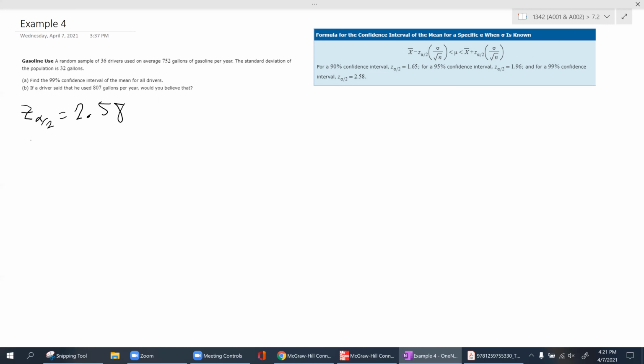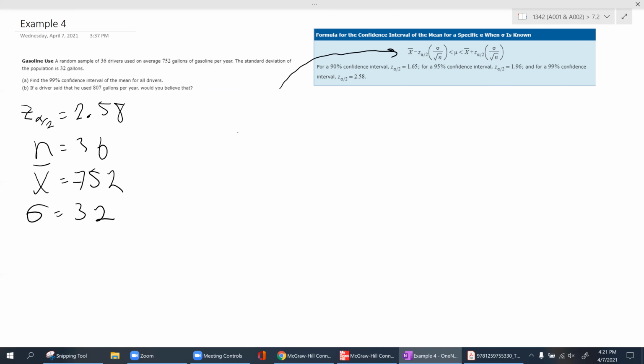I have my n equals 36. My average x bar is equal to 752. And my standard deviation sigma is 32 gallons. Again, we're going to plug that into the formula. We have everything that we need to plug into our favorite formula.